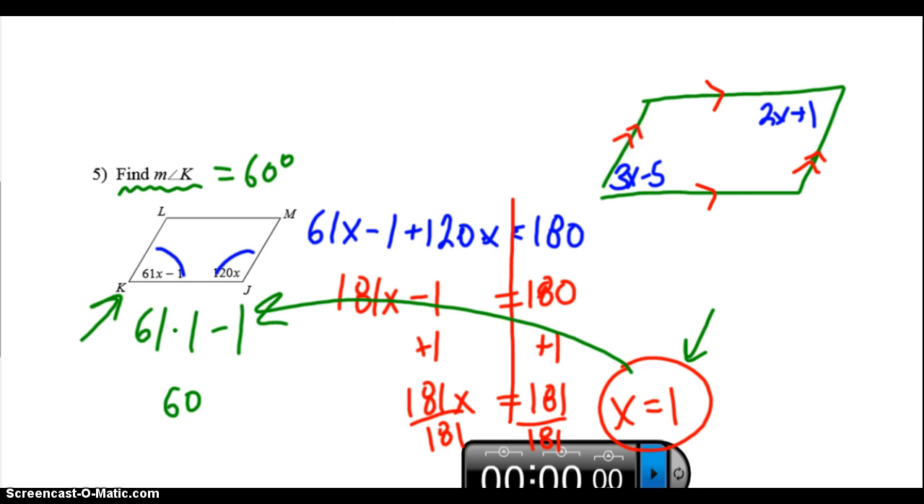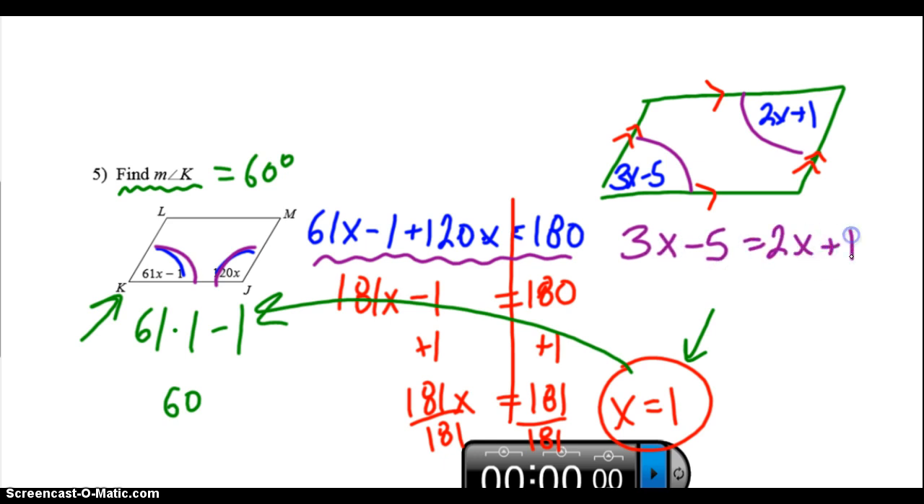Well, you could set up an equation just like we did before, but in the last equation, we had 2 angles that added up to 180 degrees. In this case, our 2 angles do not add up to 180 degrees. In fact, they're congruent. They're equal to each other. So we'll set up an equation like this. 3x minus 5 equals 2x plus 1.